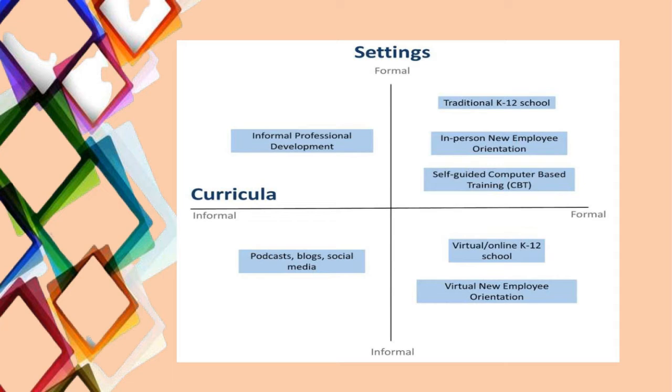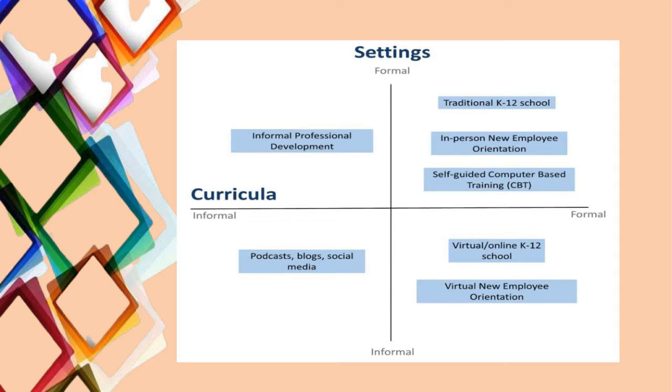The vertical line stands for settings, in which the upper part is formal and the lower part is informal, while the horizontal line stands for curricula, in which the left part is informal and the right part is formal. So let's see the examples of formal settings and formal curricula. These are traditional K-12 schools, in-person new employee orientation, and self-guided computer-based training. You can see them here at the upper right part of the spectrum.